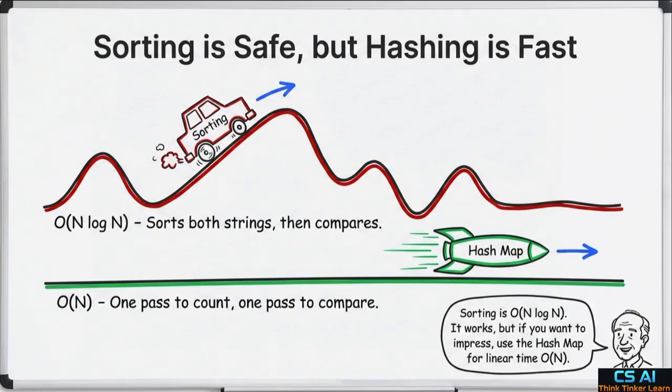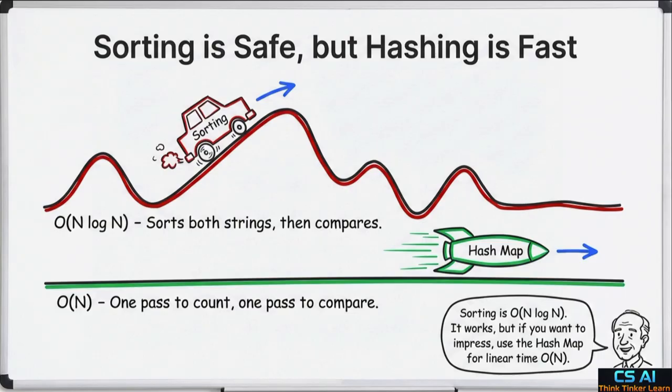There's a common debate: should I sort or should I hash? Sorting is safe, it's easy to implement and understand, but as you can see from our little car on the hilly road, sorting is O(n log n). It is an uphill battle. You have to sort both strings, then compare them. Hashing, represented by the rocket ship, is O(n). It's a straight shot. You do one pass to count the characters and one pass to compare the maps.